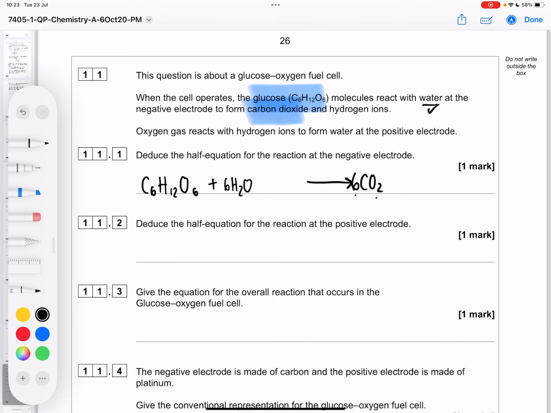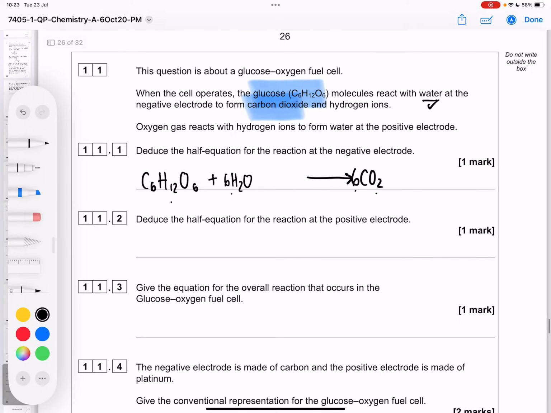Now I'm going to add up the hydrogens. There are 12, add 12, 24 hydrogens on the left. So I'm going to add 24 H pluses to the right, which means I'm going to add 24 electrons. Then it says oxygen reacts with hydrogen ions to form water at the positive electrode. So again, I'm not going to worry about the hydrogen ions, they'll get added in a second. I need to put a 2 in front of the water because there's 2 oxygens, which means I'll need 4 hydrogen ions to balance the hydrogens and 4 electrons to balance the charge.